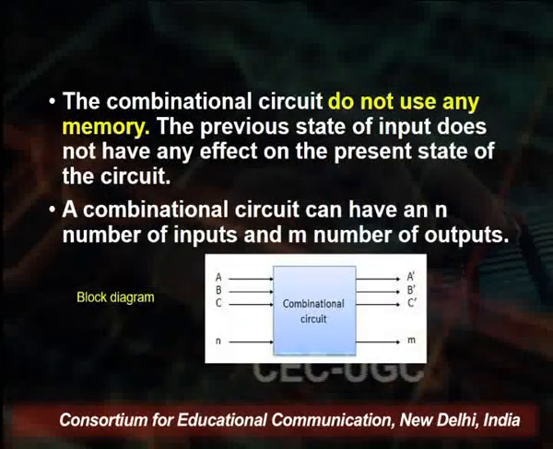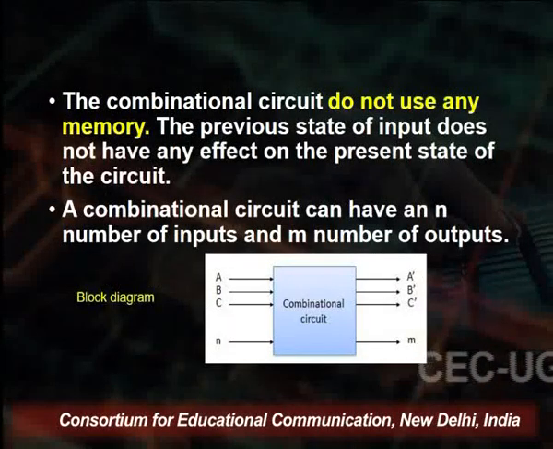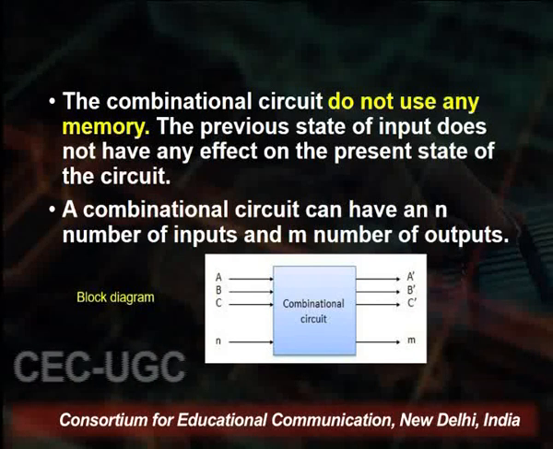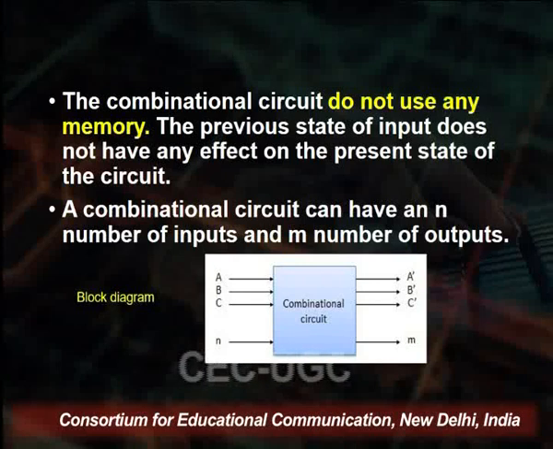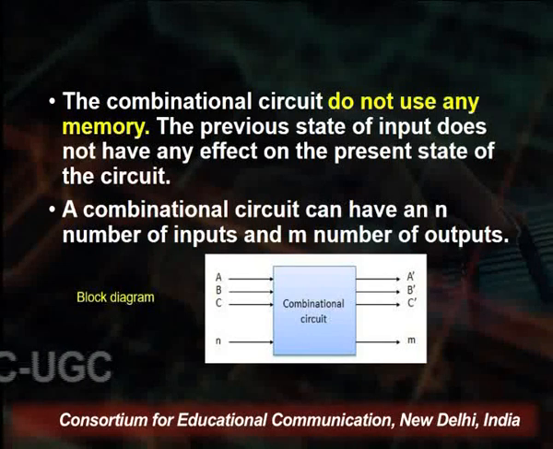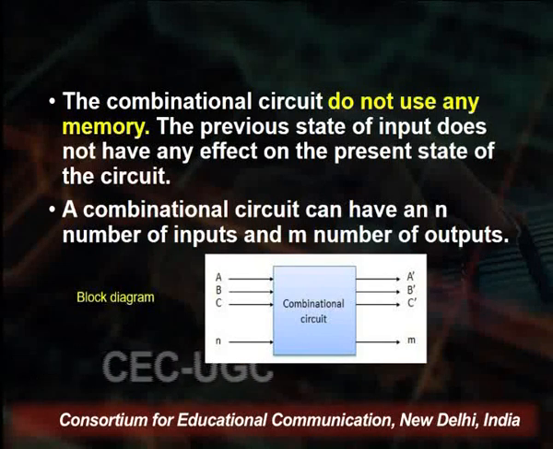Combinational circuits do not use any memory. That's why we just said it uses only the input variables. The previous state of the input does not have any effect on the present state of the circuit. A combinational circuit can have n number of inputs and m number of outputs.